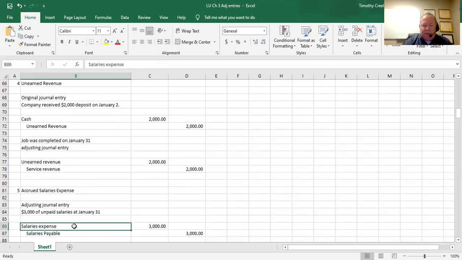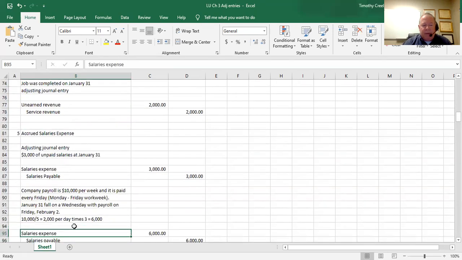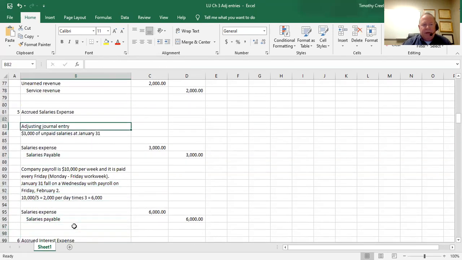Now, accrued salaries expense right here. Accrued salaries expense, what this relates to, and I'm going to go down here a little bit, show the whole thing.